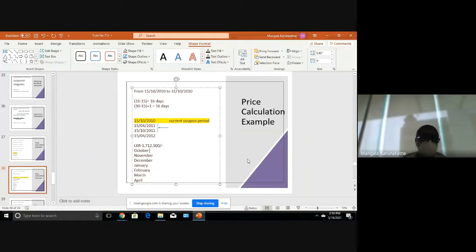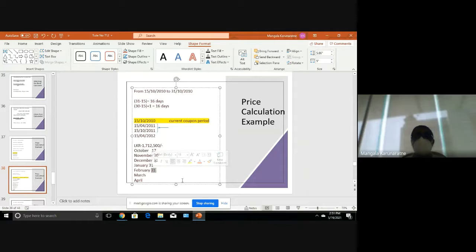So October, how many days? October, we have already calculated, is 31 days. Now we have to take from, inclusive of, 15 to 31st October. Not to 30th, because we are taking the full period, no. So 17 days here. Then 30 days. November 30, then December 31 days, January 31 days.